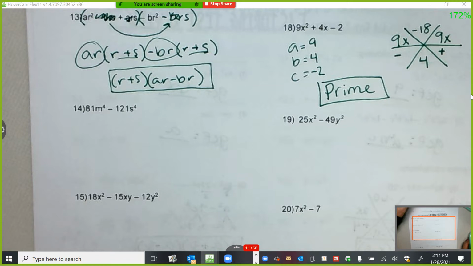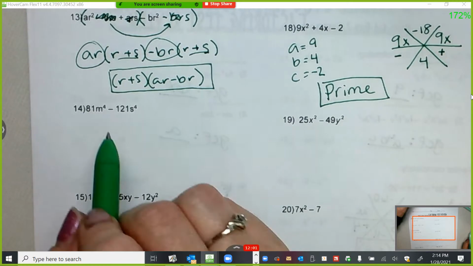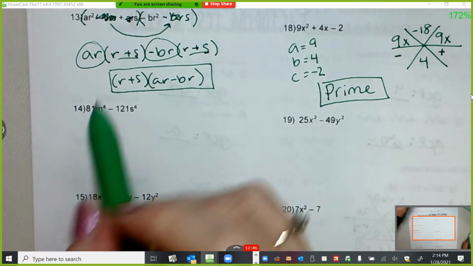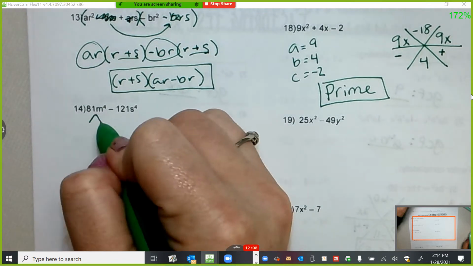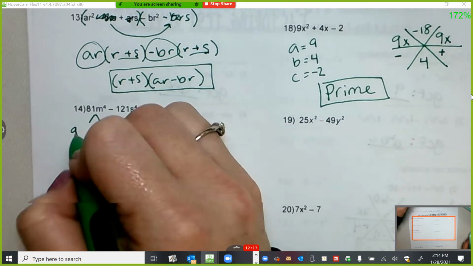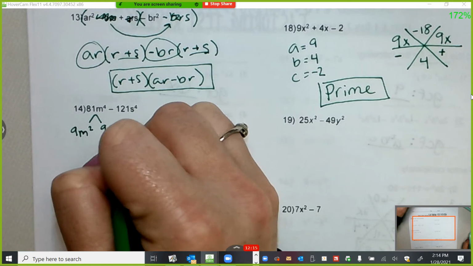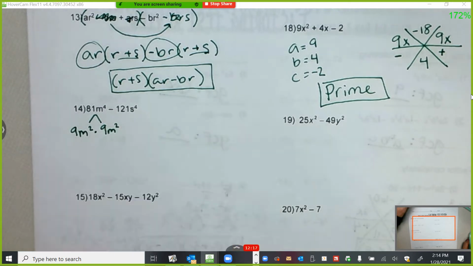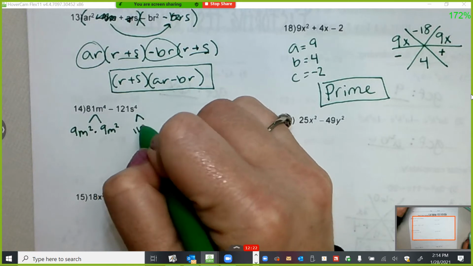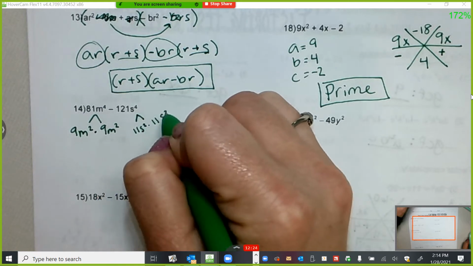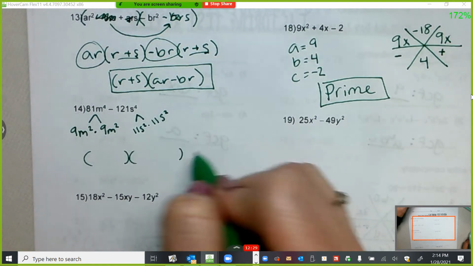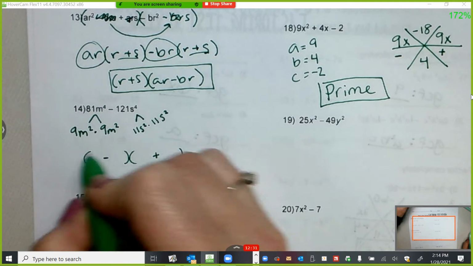14, I only have 2 terms, which is exciting because then I know no snowflake. They do not have anything in common, but they are both perfect squares. 9 times 9, and then what's half of 4? 2, so m squared, m squared. So 9m squared times 9m squared is 81m to the 4th. 11s squared times 11s squared is 121s to the 4th. So remember, this is difference of perfect squares. One is minus, one gets a plus.